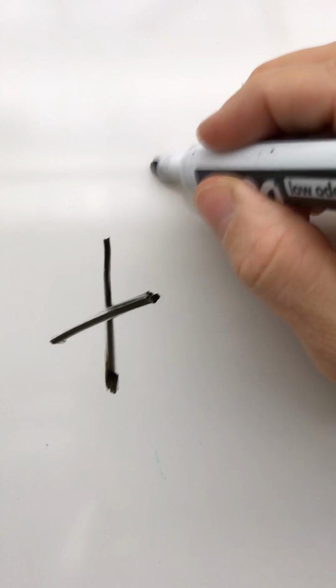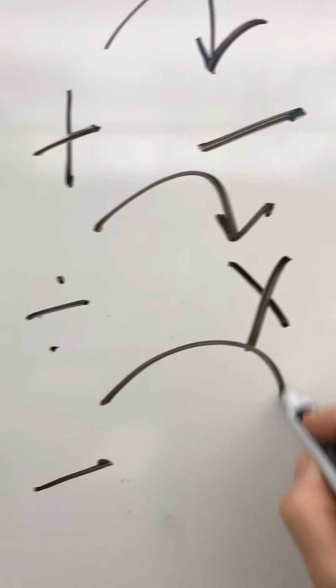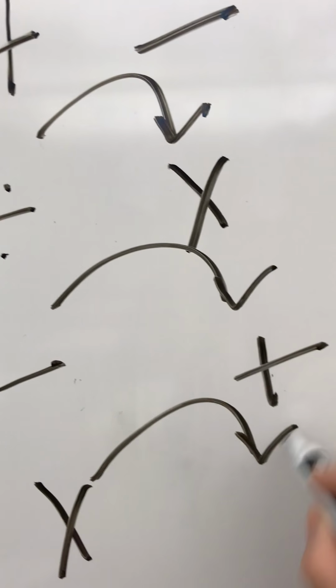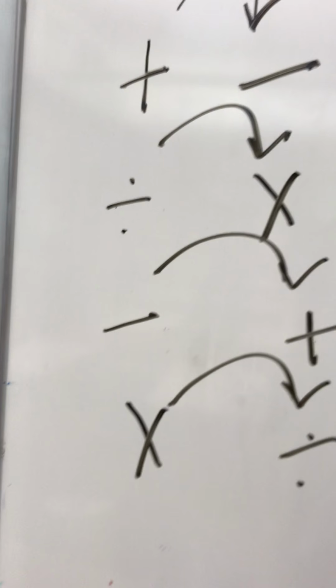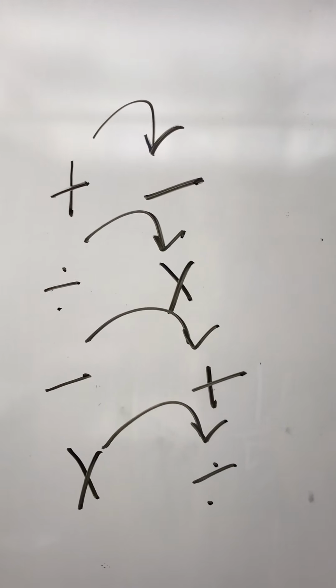So let's review. What's the opposite of addition? Opposite of addition is subtraction. What's the opposite of division? Oh, that's multiplication. Opposite of subtraction? Addition. Opposite of multiplication is division. Cool. So inverse operations just mean the opposite. They undo each other.